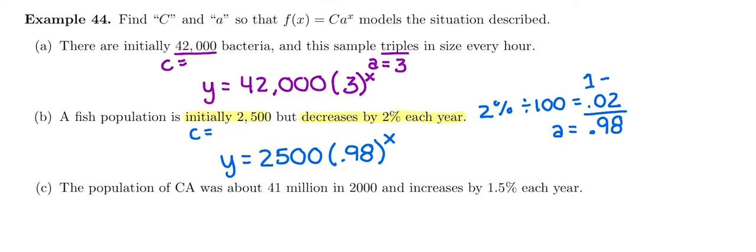Lastly, we have the population of California was about 41 million in 2000. So there's our initial amount in 2000 is at 41 million. But it's increasing by 1.5% each year. So it's increasing, which means our factor we're going to make is going to be bigger than 1. And we have to change this to be a factor, so I need to get it out from being a percent. So I'm going to divide by 100. 1.5% divided by 100 is going to give me 0.015.